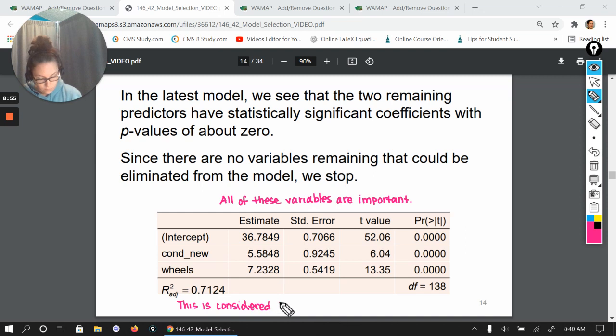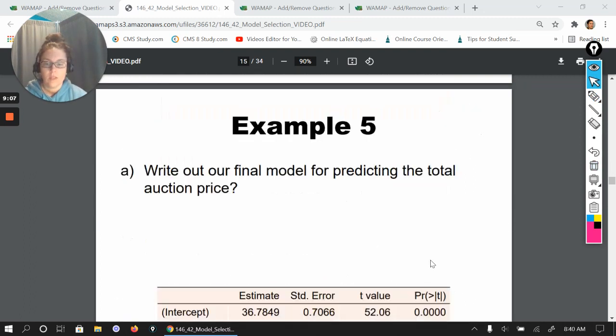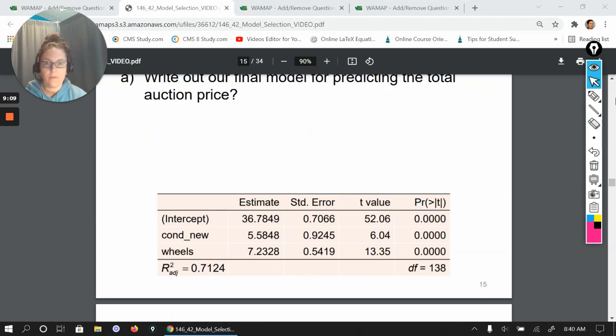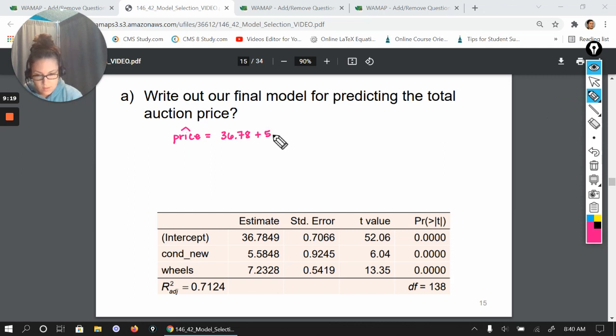Here's example 5. Write out our final model for predicting the total auction price. So the predicted price equals 36.78 plus 5.58 times the condition new variable plus 7.23 times the wheels variable. This is coming from the first column of the table.